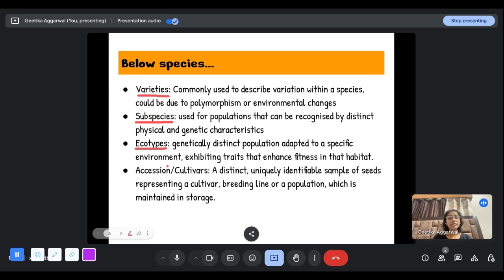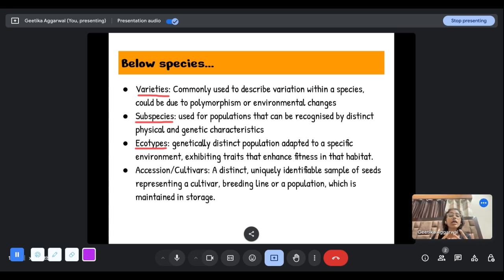So there are varieties, which depend on certain variations that exist within a species, could be polymorphisms or certain environmental changes. And then there are subspecies, which are used for populations that can be recognized because of their physical and genetic characteristics. Then there are ecotypes, which are distinct because they occupy distinct habitats, but they would still be genetically closely related.